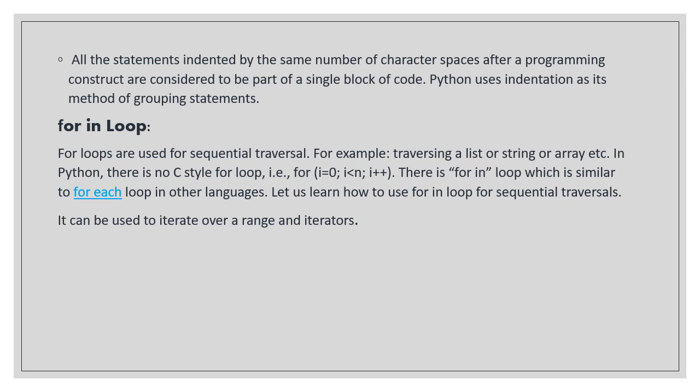For loops are used for sequential traversal, for example, traversing a list, string, or array, etc. In Python, there is no C-style for loop. There is the for-in loop, which is similar to the for-each loop in other languages. Let us learn how to use loops on sequences as well. So it can be used to iterate over a range or iterator.